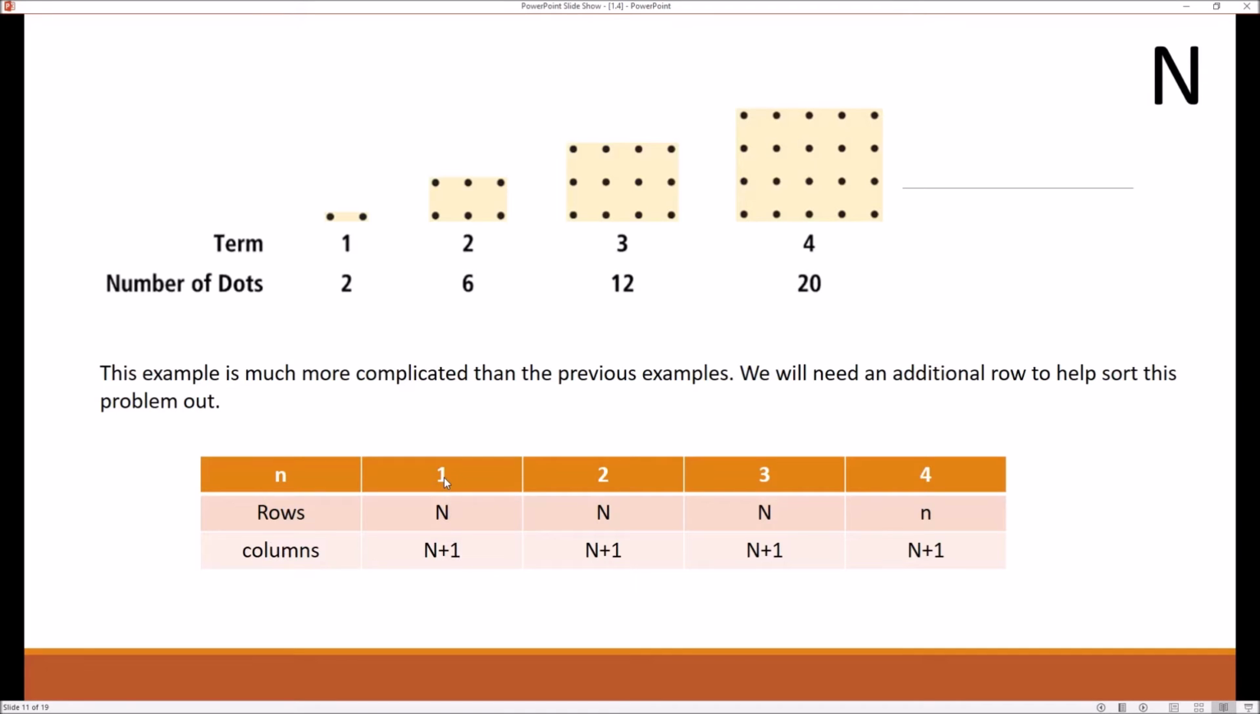Columns, I have 1 more than my n value. So n plus 1 is 2. So if I go to 1, I have 2 columns. That's the vertical ones, 1, 2. And my rows are horizontal, that's 1.